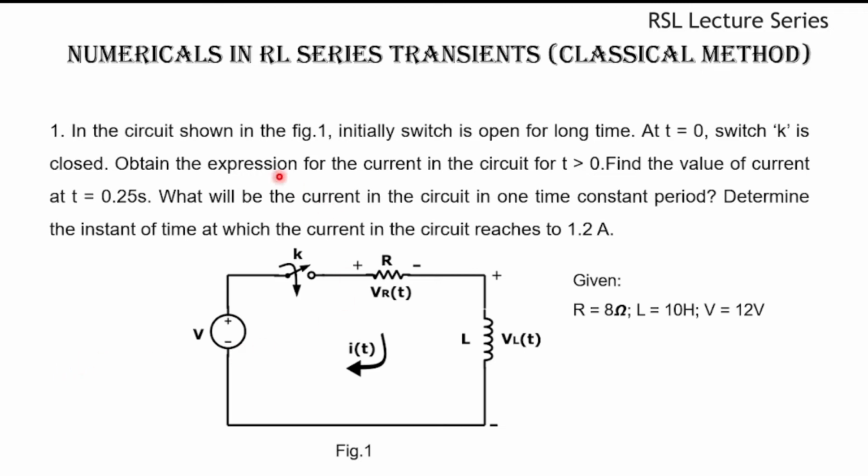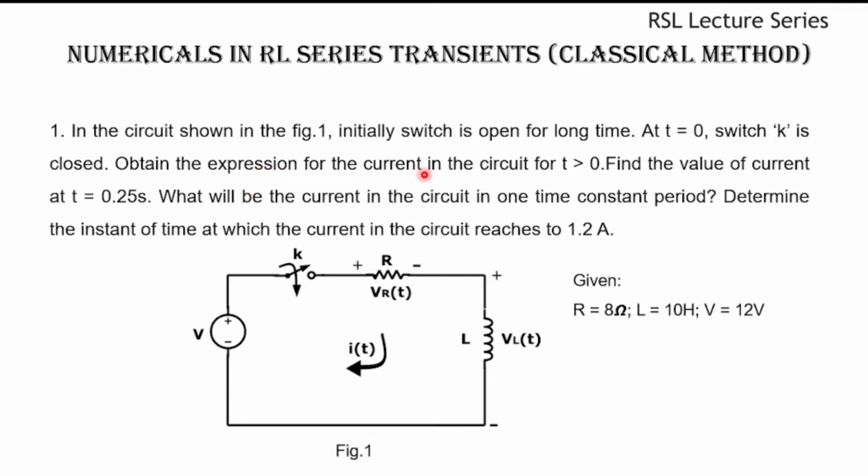In this lecture, we are going to solve the numericals in series RL transient circuit using classical method. So this is a problem given. In the circuit shown in the figure, initially the switch is open for a long time. At t = 0, switch K is closed. Obtain the expression for current in the circuit for t > 0. Find the value of current at t = 0.25 seconds.